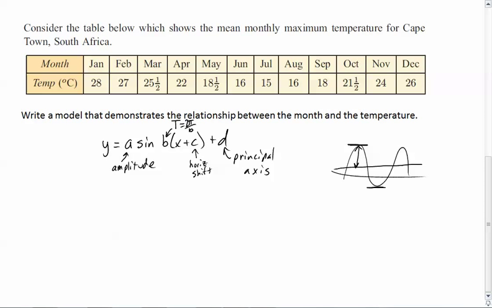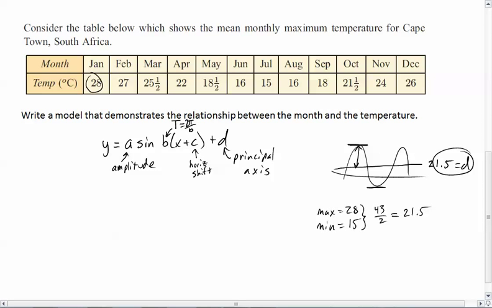The principal axis should be halfway between the maximum and the minimum. So just looking at my table, the maximum is 28 and the minimum equals 15. So in between those, that's 28 plus 15 divided by 2. So 28 plus 15 is 43, and then divide that by 2. So 43 divided by 2 should give me 21 and a half. Alright, so that means this center value is at 21.5. That's my D. Done. I've got the principal axis.